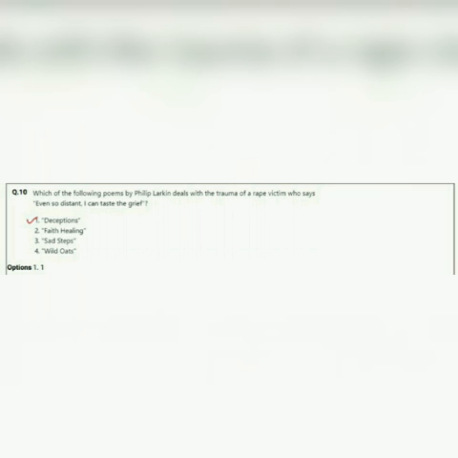Okay, so the final question for today is: which of the following poems by Philip Larkin deals with the trauma of a rape victim who says, "even so distant I can taste the grief"? Option 1, Deceptions. Option 2, Faith Healing. Option 3, Sad Steps. And option 4, Wild Oats.